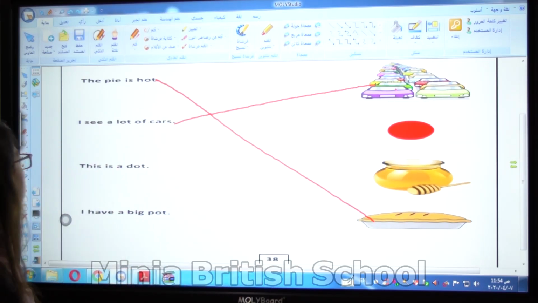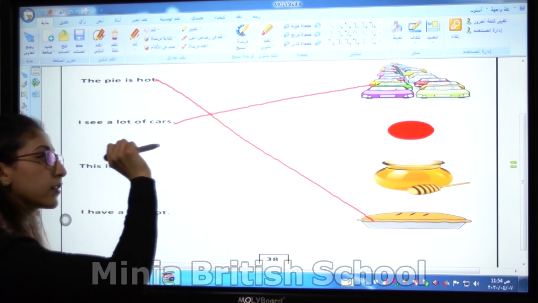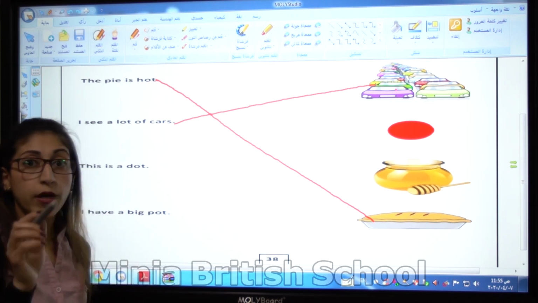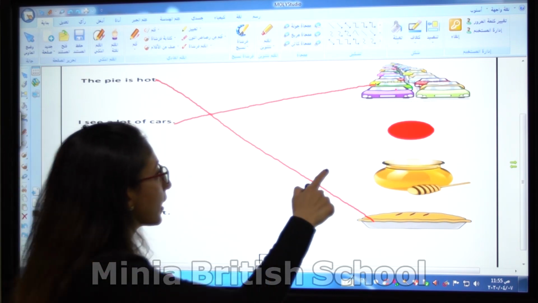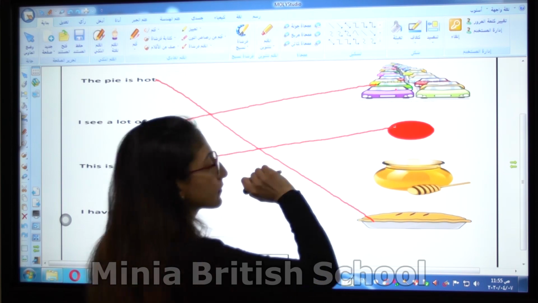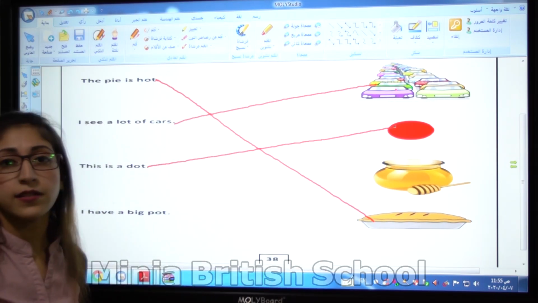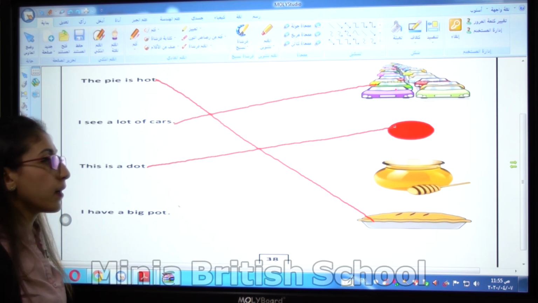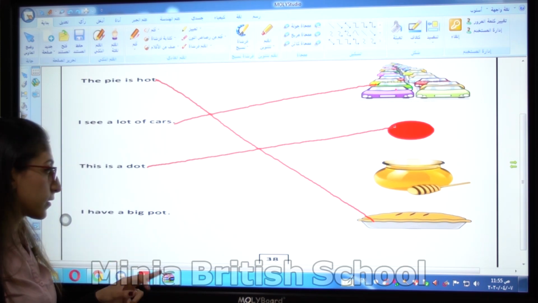Another sentence. This is a dot. This is a dot. Where is a dot here? Dot. Yes, this is a red dot. Make a line. The last sentence here. I have a big pot. I have a big pot. Excellent.